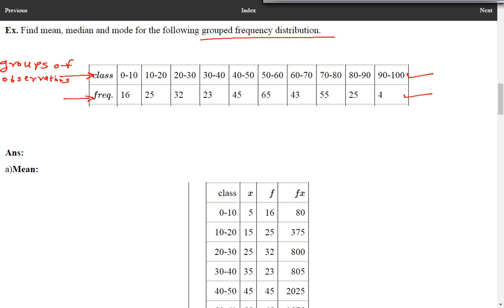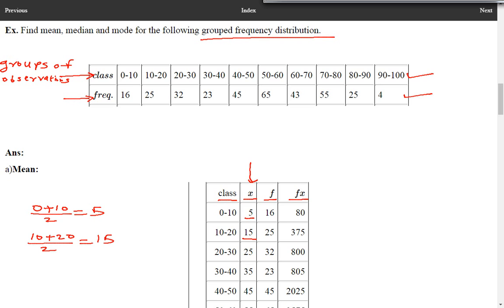Now how to find the mean? So the first step is to make a table with class, observation X, frequency F and product Fx. How to find the midpoint? This 5 is the midpoint of 0 to 10. It is obtained by the formula 0 plus 10 upon 2, that equals 5. How is 15 obtained? Even by observation you can directly write it. So 10 plus 20 upon 2, that is equal to 30 upon 2, which is equal to 15.